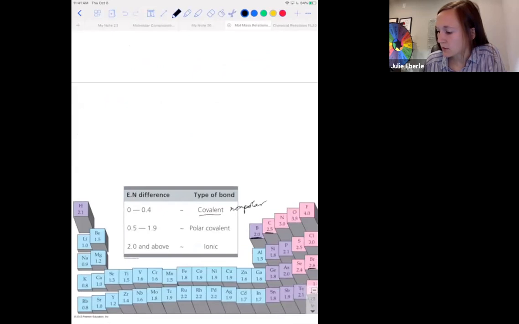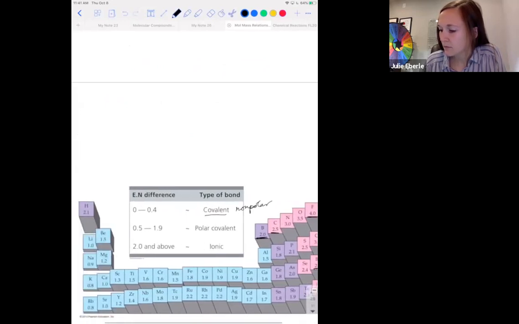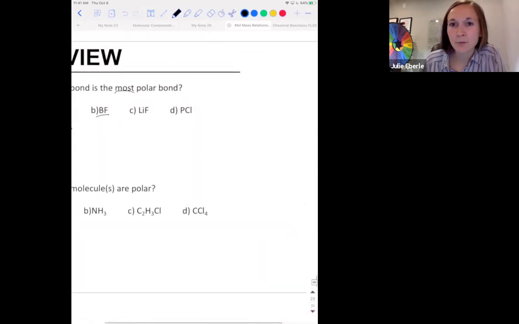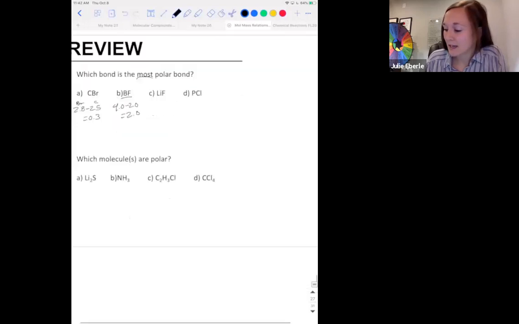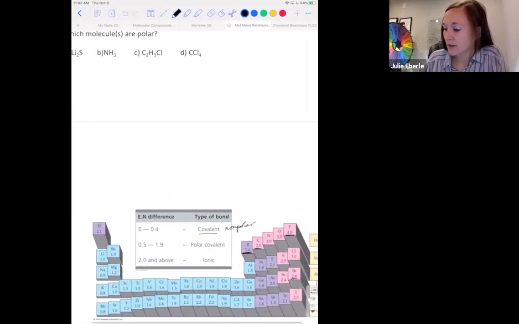Okay, boron and fluorine. Boron is 2.0, fluorine is 4.0. So we got a difference here of 2. So this is technically ionic. Technically, even though boron here is a metalloid, not a metal, that's an ionic bond there, because if it's 2 and above, it's classified as ionic.